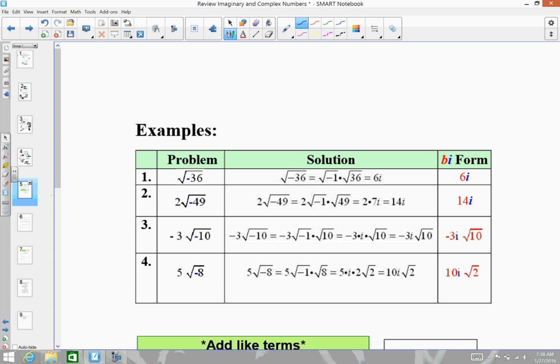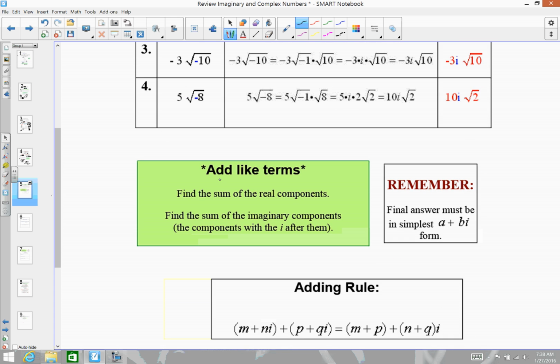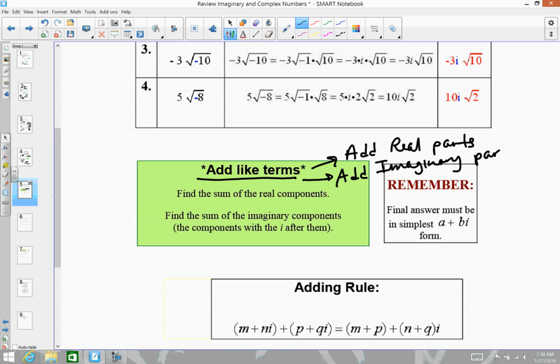All right, we're going to look at how we add like terms when we have i involved. Very simple, really. If we're adding, we add the real parts of our complex numbers, and then we add the imaginary parts together, and write our answers in a plus bi form, or standard form.